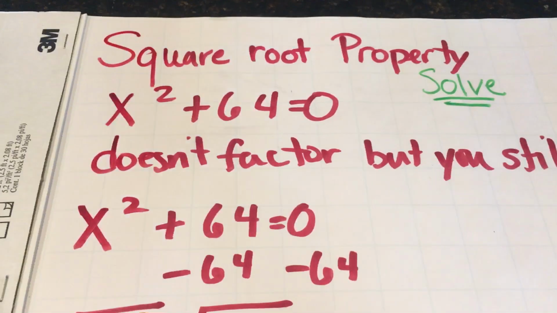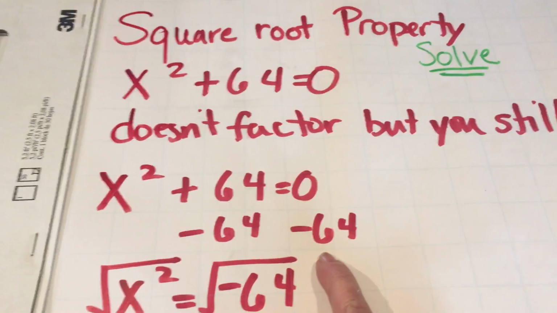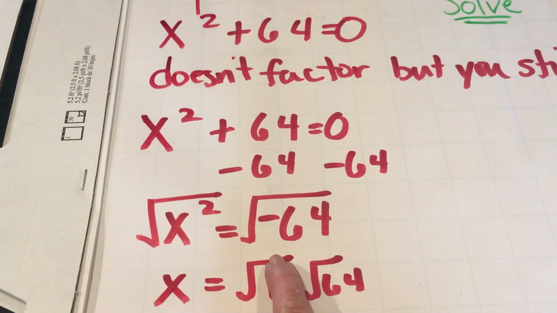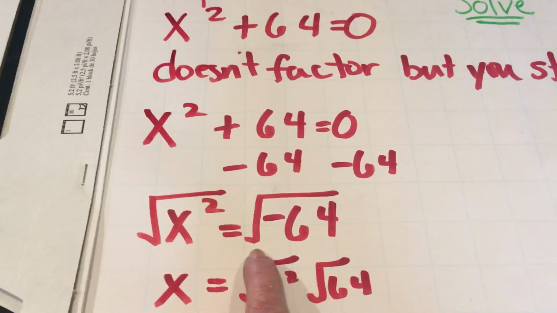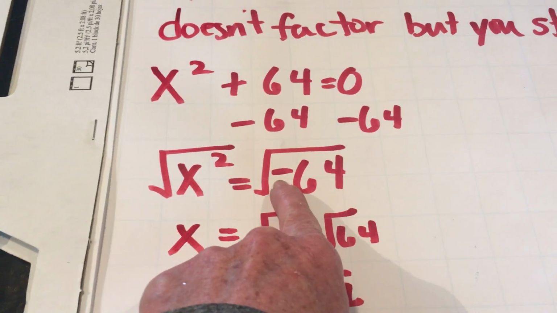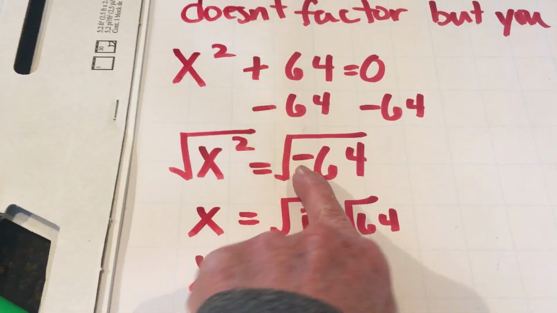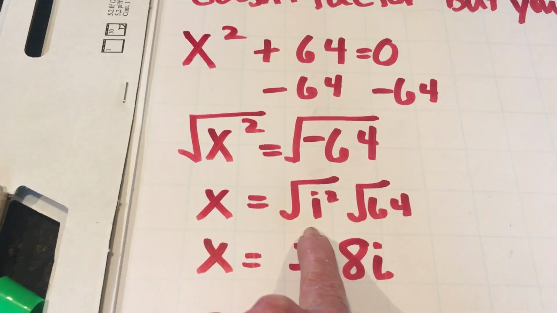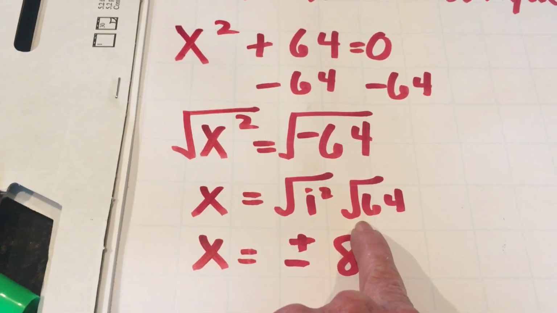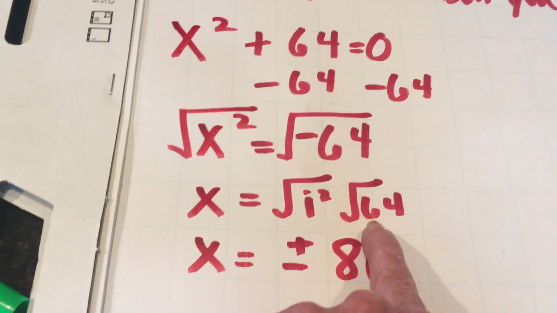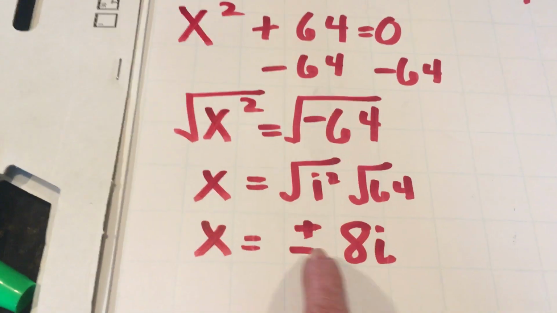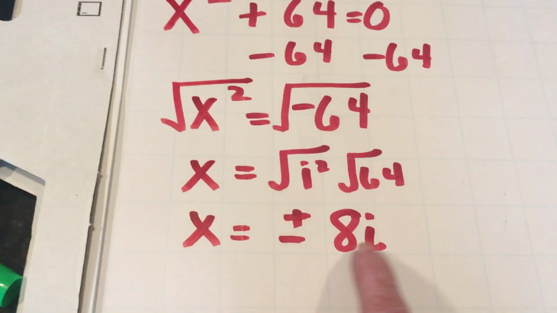So to solve this one, we're going to subtract 64 from both sides. That gives us x squared equals -64. We're going to take the square root of both sides, but we know we can't leave the negative under the square root, so that's the same thing as saying -1 times 64. -1 is the same thing as i squared, so right now we have the square root of i squared times the square root of 64. The square root of 64 is 8. The square root of i squared is i. And your answer is going to be plus or minus 8i.